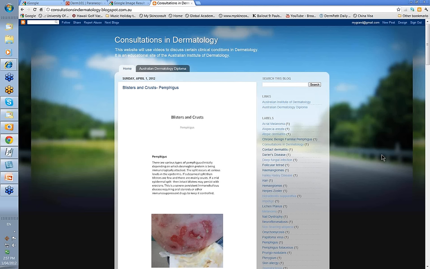particularly Pemphigus Foliaceus, which is very superficial and will present as crusts, and Pemphigus Vulgaris, which is a bit deeper and will present with blisters, erosions, sometimes some crusts as well. There can be a degree of overlap of the two conditions, and some people can go from one into the other in terms of the clinical manifestations.